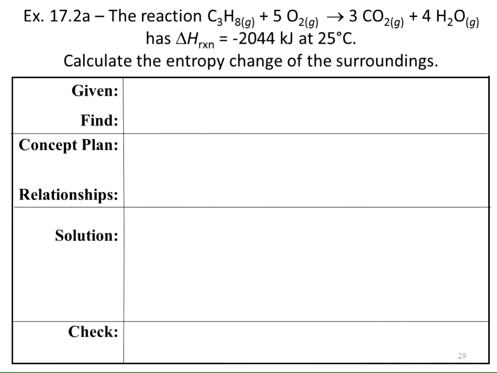Here we're going to look at a reaction where we're combusting propane. So propane plus 5 molecular equivalents of oxygen will react to form 3 equivalents of carbon dioxide and 4 equivalents of water. And the delta H of this reaction is negative 2,044 kilojoules per mole of propane at 25 degrees C. And they want us to calculate the entropy change of the surroundings. So they've told us the delta H of the system, and they've given us our initial temperature. And here I've already converted it from 25 degrees C to 298 Kelvin. But they want me to find the delta S of the surroundings. And so the delta S is going to be in units of joules per Kelvin.